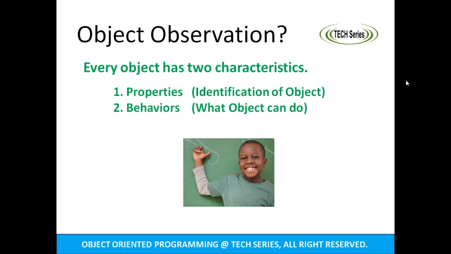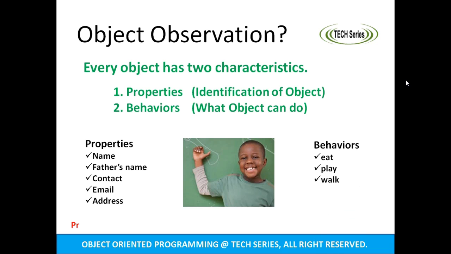patients, doctors, etc. If we deeply observe objects in this world, every object has two characteristics: properties and behavior. Properties mean identification of the object, behavior means what the object can do. Let's take an example. This boy is an object, so it must have properties from which he can be identified, like his name, father's name, contact, email address, blood group, mother's name. That is the object's property. And this boy also has behavior, like he can eat, play, walk, etc.